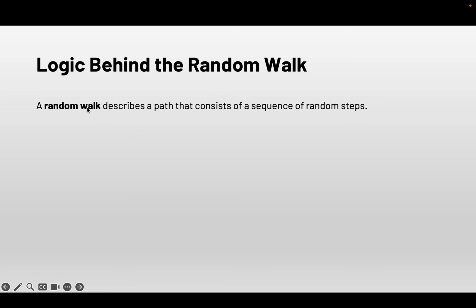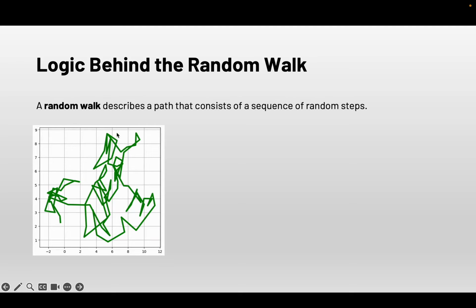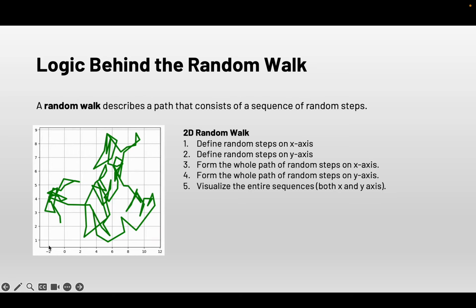Okay, first we're going to introduce what a random walk is. A random walk describes a path that consists of a sequence of random steps. So let's say we want to create a random walk based on a two-dimensional coordinate system, we need to take a look at the x-axis and the y-axis separately.